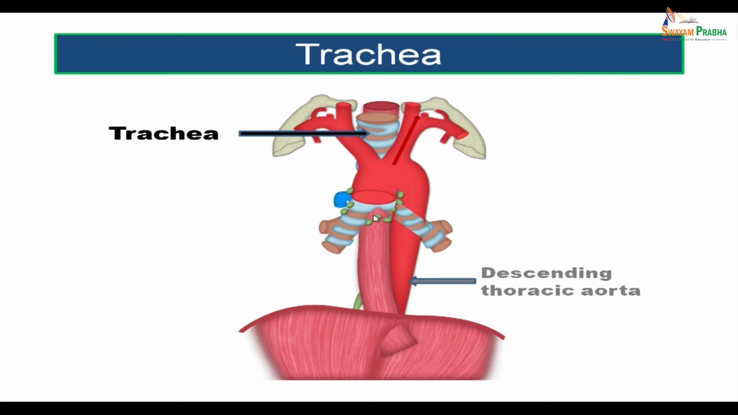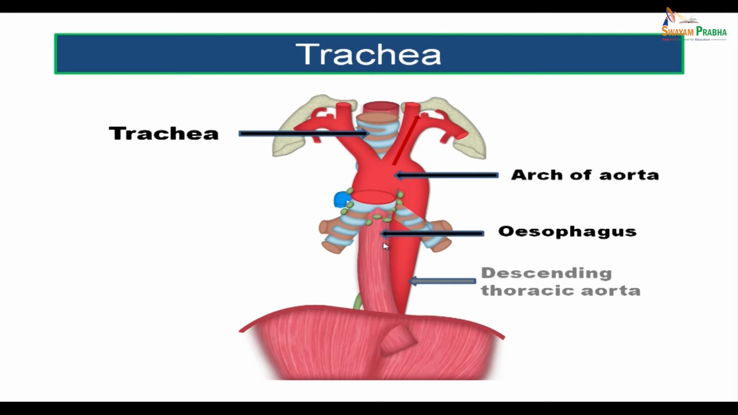The carina will show a small elevation on the internal aspect of the trachea, which can be used as a guide when doing bronchoscopy. So, this is the arch of the aorta anterior to the trachea, and here is the esophagus, which will be posterior to the trachea. The thoracic duct also crosses the posterior aspect of the trachea from the right to the left side.